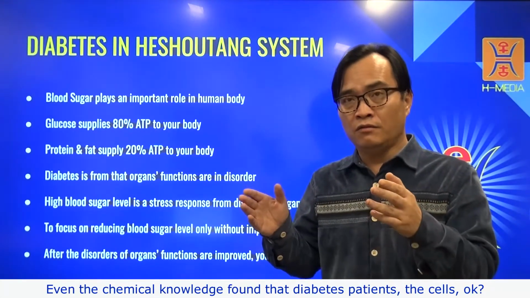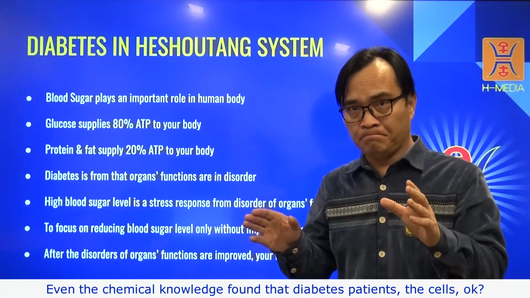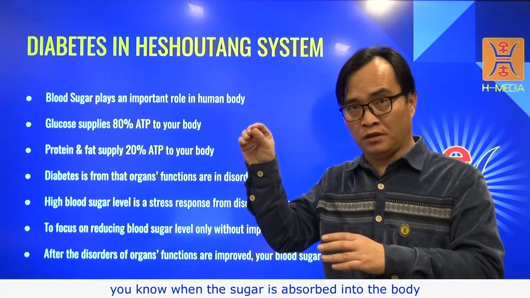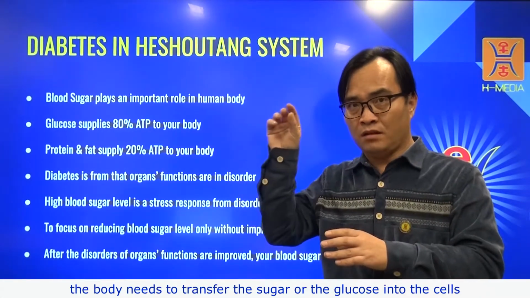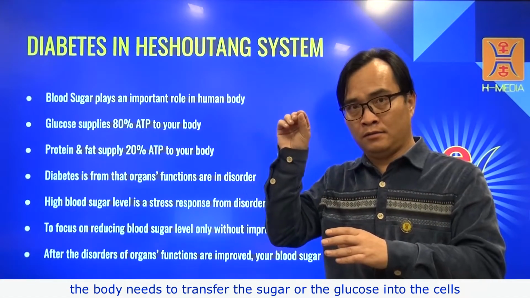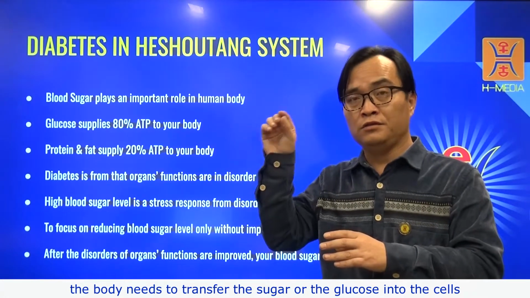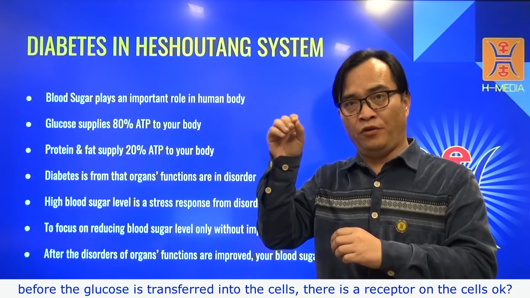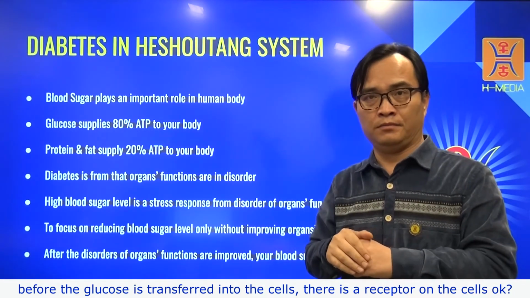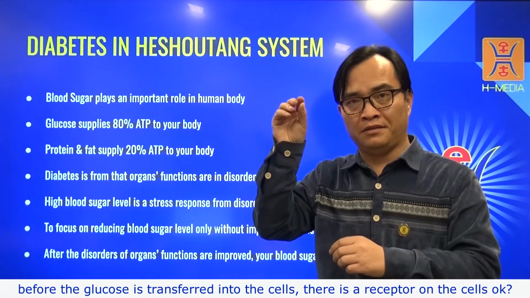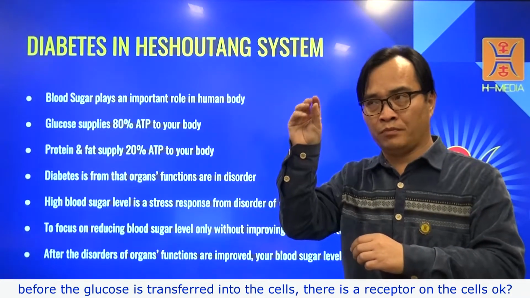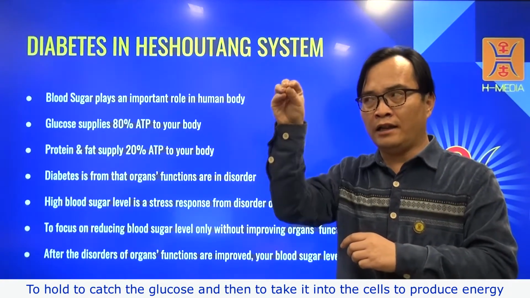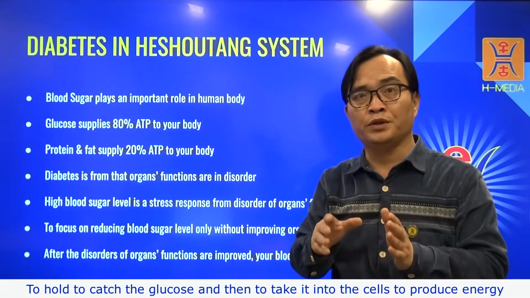Even chemical knowledge found that in diabetes patients, the cells, when the sugar is absorbed into the body, need to transfer the sugar or glucose into the cells. Before the glucose is transferred into the cells, there is a receptor on the cells to catch and hold the glucose, and then to take it into the cells to produce the energy.